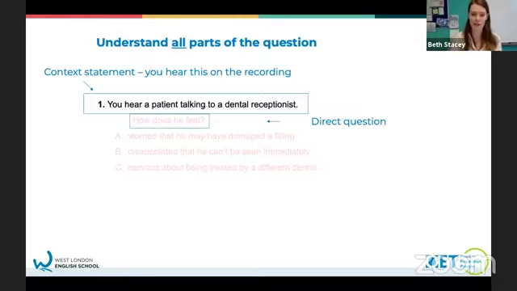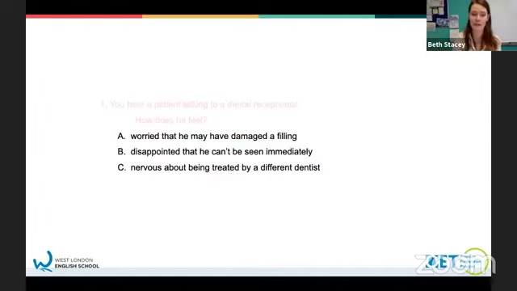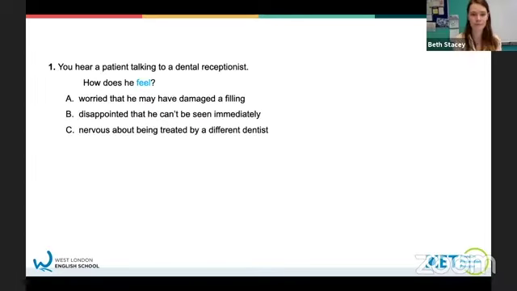Then we've got our question here, and we're going to really dig down into this question and look at it in detail for understanding all parts of the question. So here are our options. Just have a read through those. And this question, remember we said the question is really important. So this is, how does he feel? So we're thinking about the emotions.